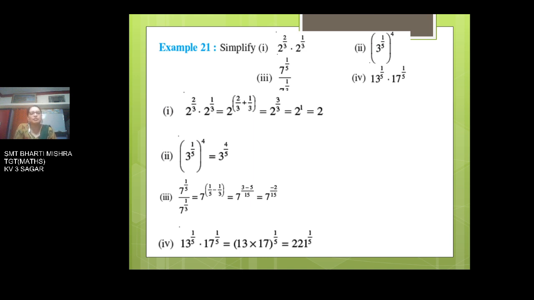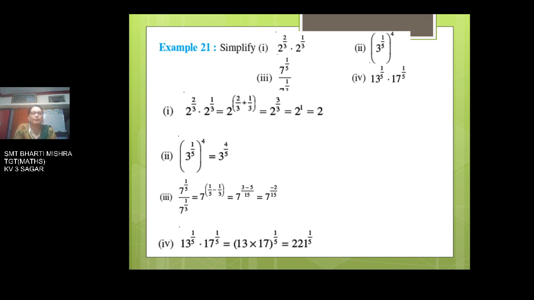Now the second part is 3 to the power 1 upon 5 whole raised to the power 4. Now we have got double exponents here, 1 upon 5 and 4, and they will be multiplied. So the answer is 3 to the power 4 upon 5.